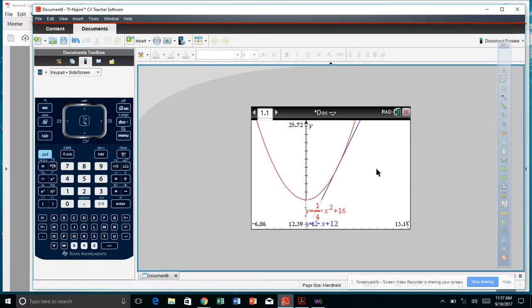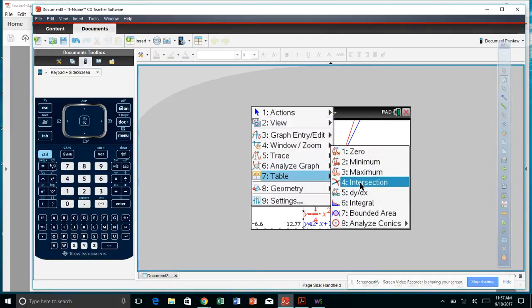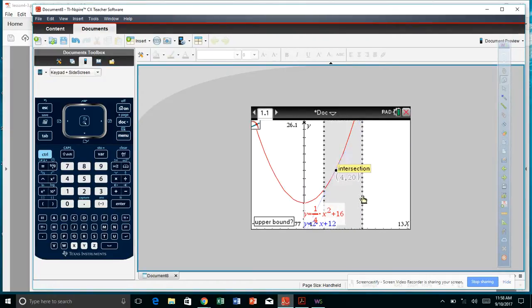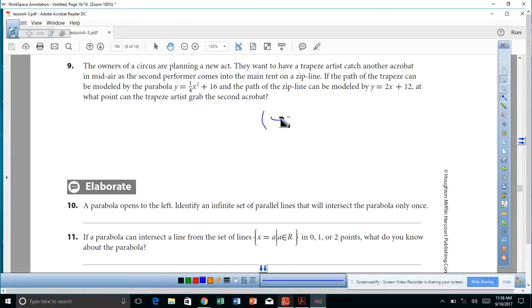Oh, there it is. There it is. Tangent, looks tangent. All right, so menu, 6, 4, 4, 20. All right, so our solution is 4, 20. You can grab it at the point 4, 20.